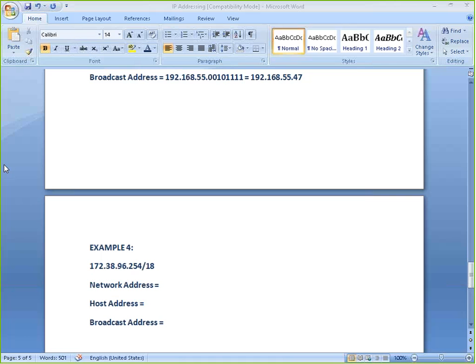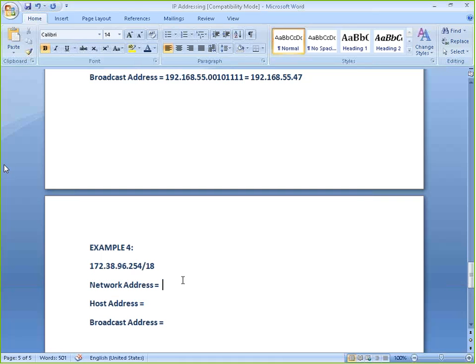So according to you, the subnet is going to be 172.38.96.0. The network address is going to be this one. Well, I would say that is not right, or that is not correct. Let me show that to you, the network address part.